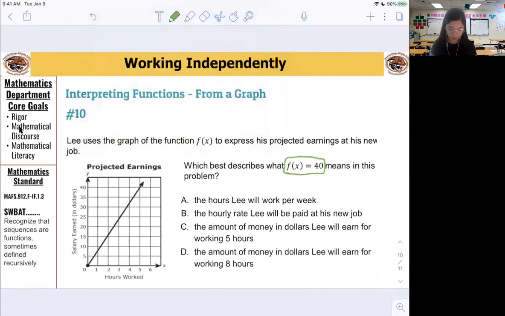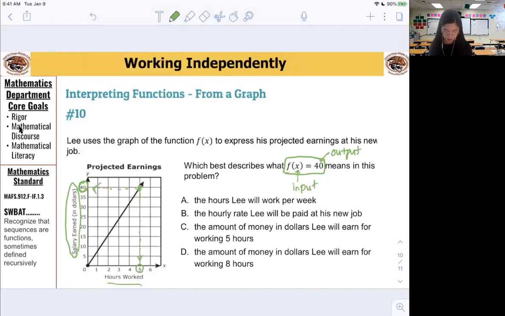Well, 40 is my output. And based on this graph, output represents the salary he earned. So 40 means $40. The input is the amount of hours he worked. So what I want to know is, how many hours does he have to work in order to make $40? Well, we look at my graph. If I want to make $40, I've got to spend 5 hours working. It all comes down to looking at the graph.